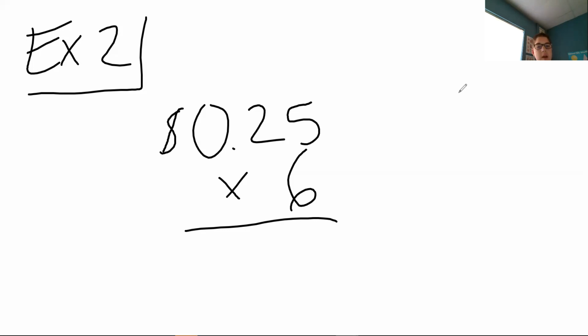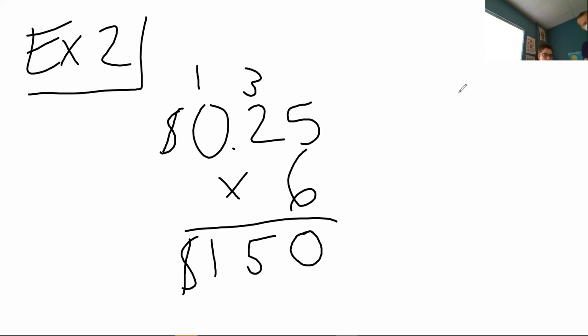$0.25 times 6. 5 times 6 equals 30. So you put the 0 down and you put the 3 above. 6 times 2 is 12 plus 3 is 15. So 5, and I believe you carry the 1. 6 times 0 is nothing, which means the 1 plus 1 equals 1. So your answer is $1.50. Yep, so make sure you remember that decimal because it looks like $150. There you go. Now it's $1.50.